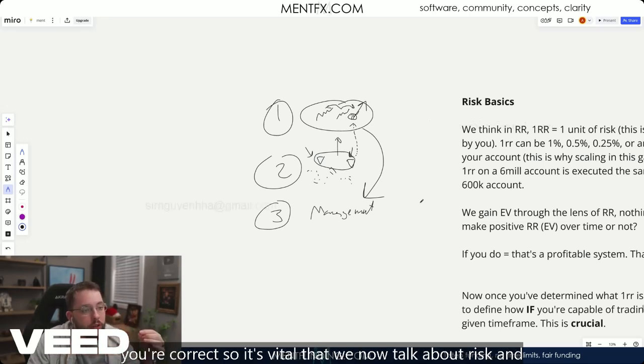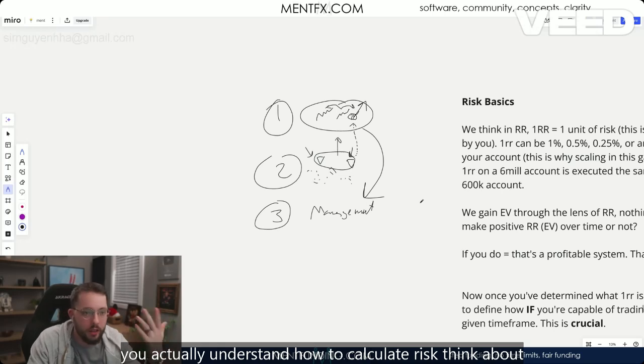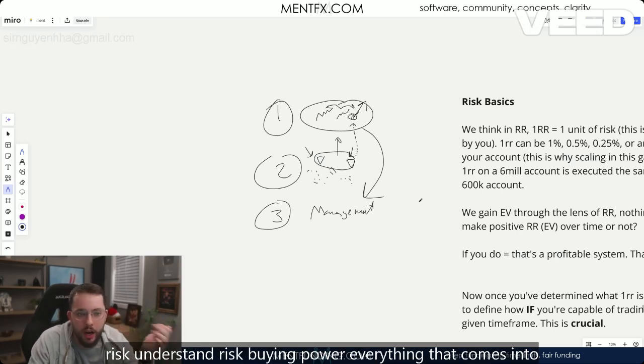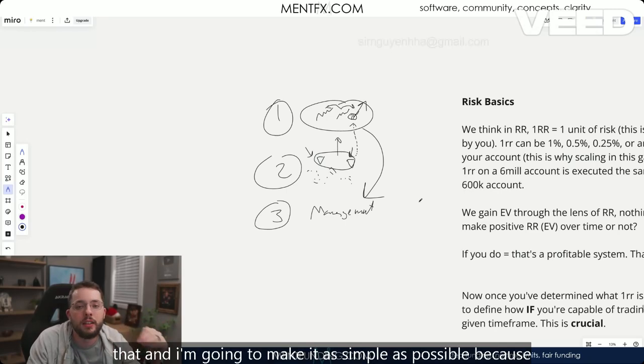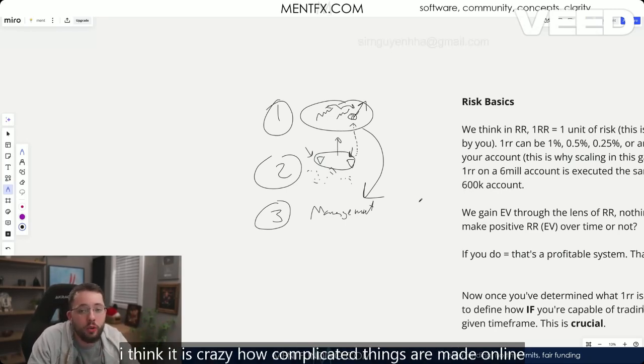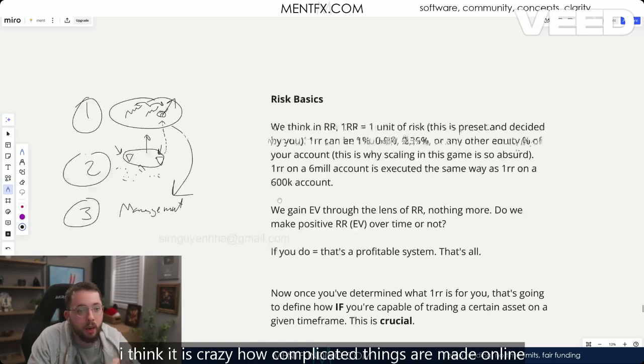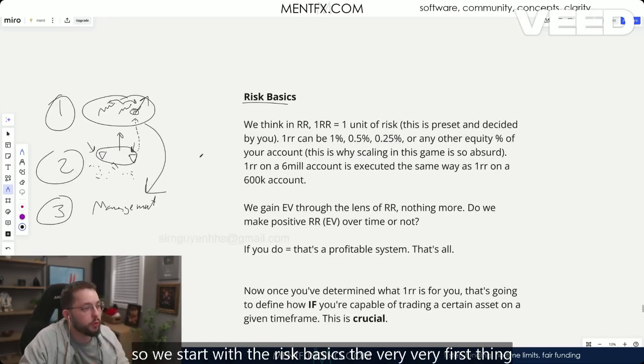So it's vital that we now talk about risk and you actually understand how to calculate risk, think about risk, understand risk, buying power, everything that comes into that. And I'm going to make it as simple as possible, because I think it is crazy how complicated things are made online. So we start with the risk basics.